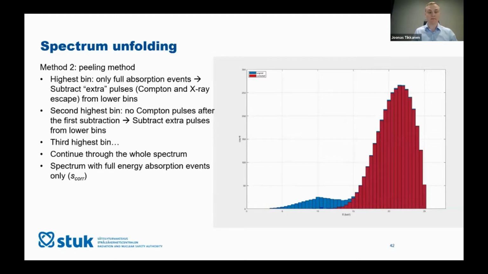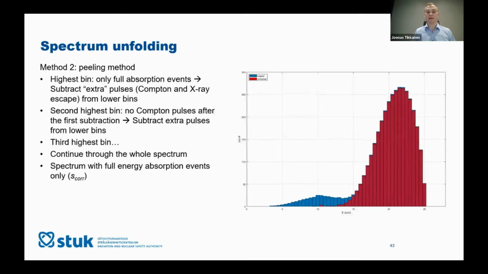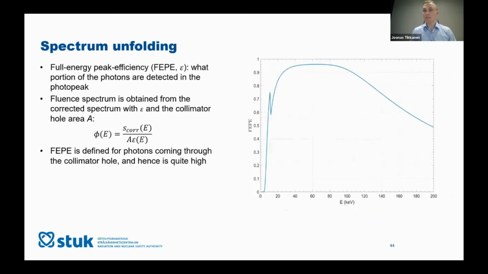But this is still not the fluence. We now get this so-called corrected spectrum where we only have these full energy absorption events, but this is still not the fluence spectrum. One more thing we need to do is divide this corrected spectrum by the detection efficiency of the detector, so how many of the incoming photons we are actually detecting in the photopeak. And because fluence is photons per square centimeter, we also need to divide by the collimator hole area.